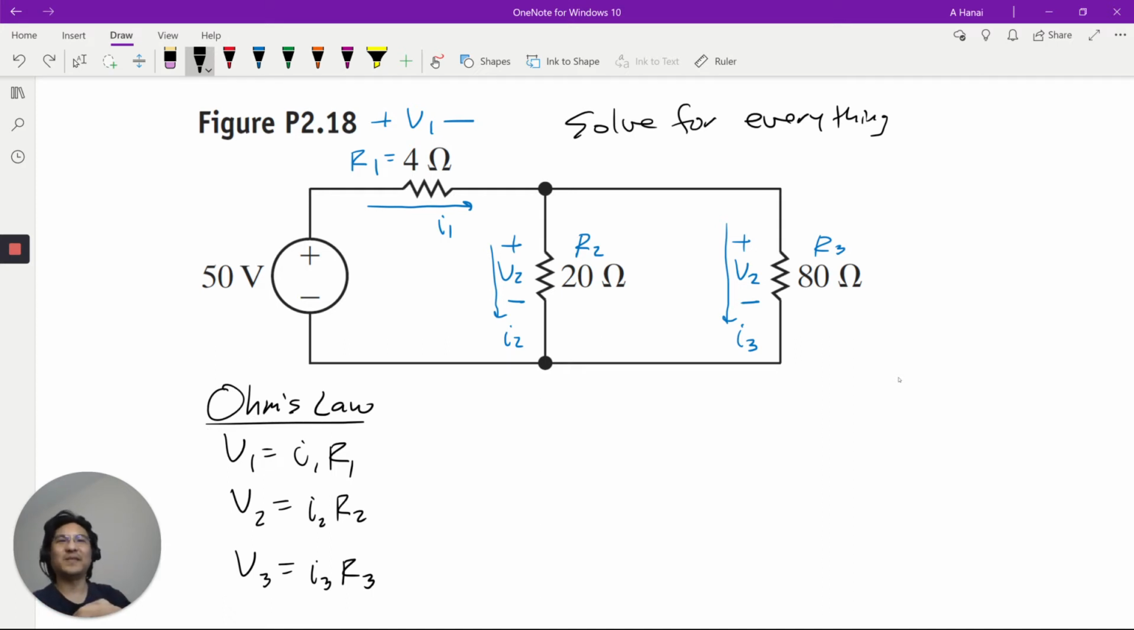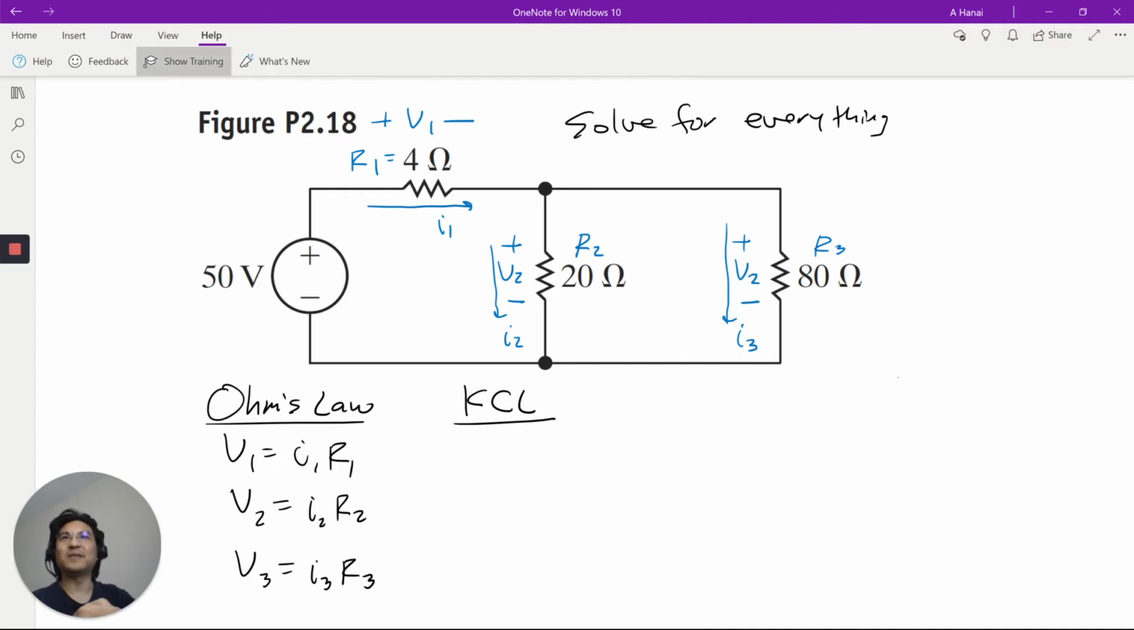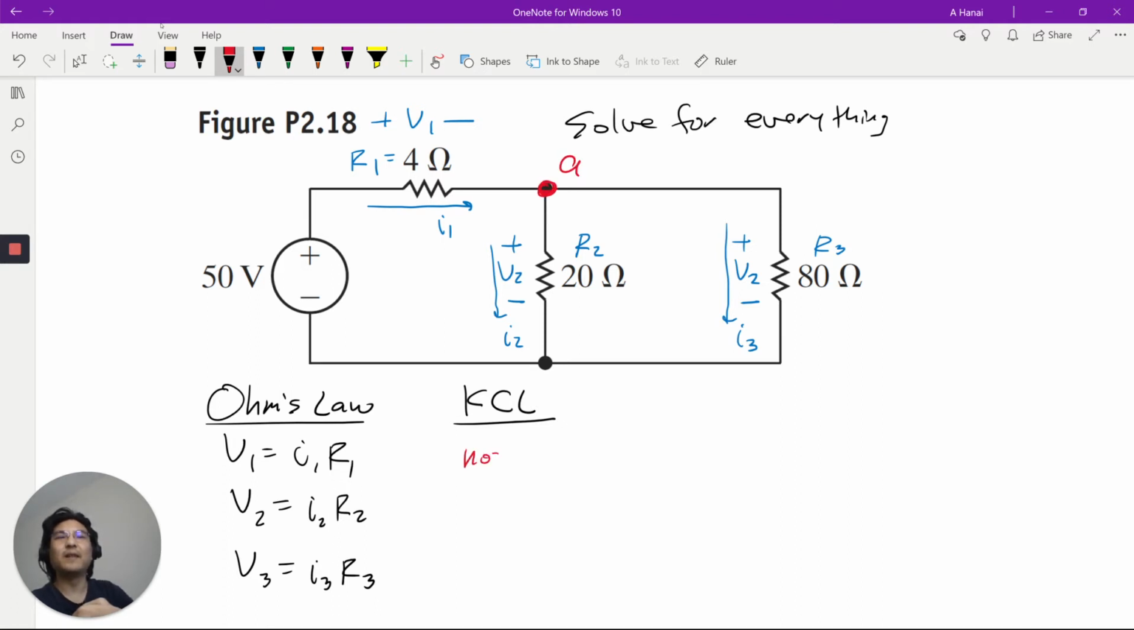Let's practice KCL. Okay, so I'll call this node A. So node A looks like, see how this current is going in, this current is going down, and then this current is going this way.